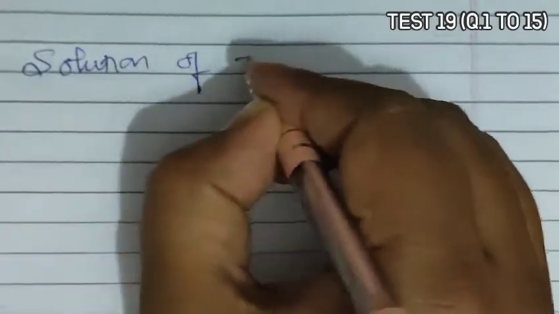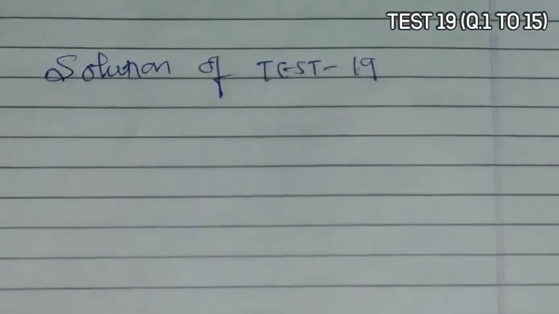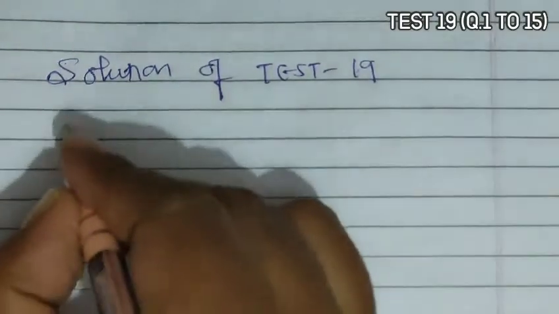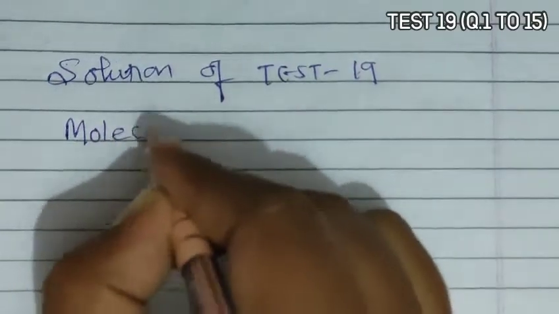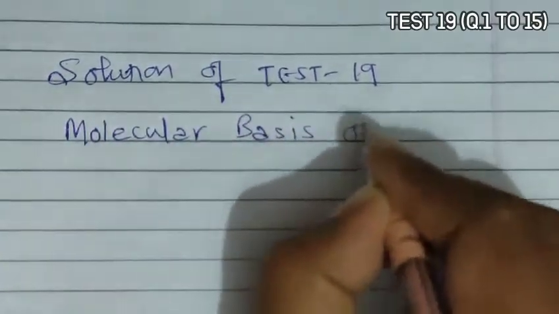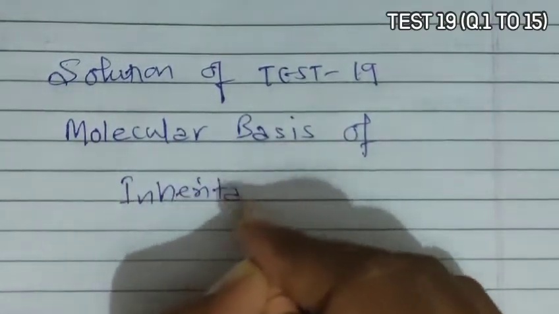Solution of test 19, and the chapter which is involved in this, that is molecular basis of inheritance.